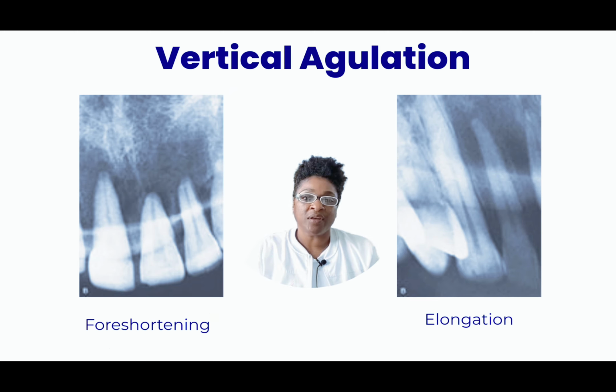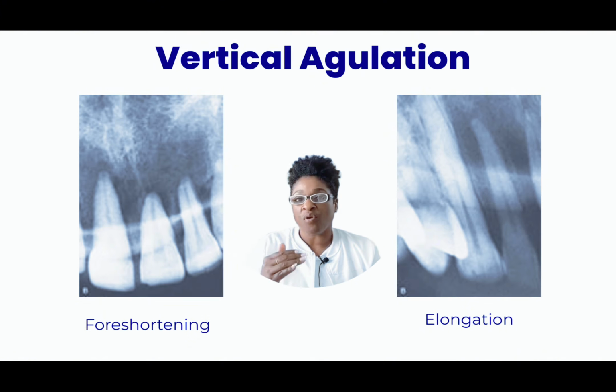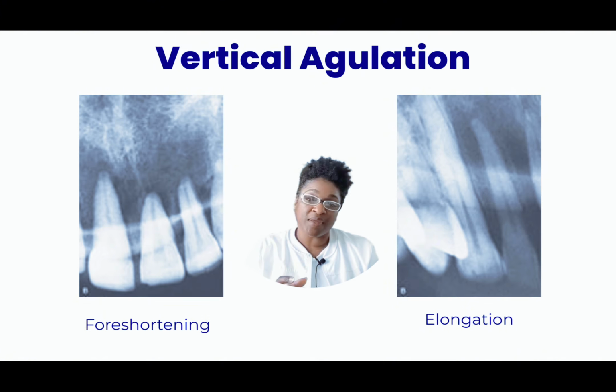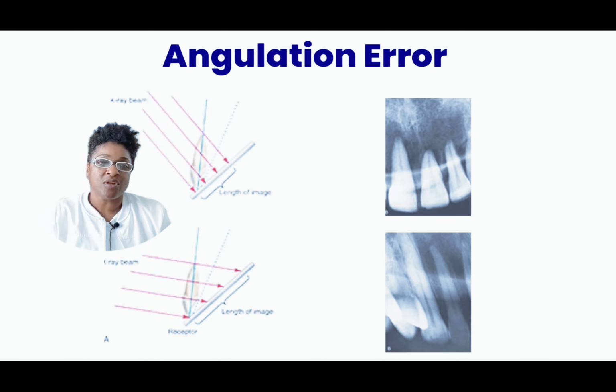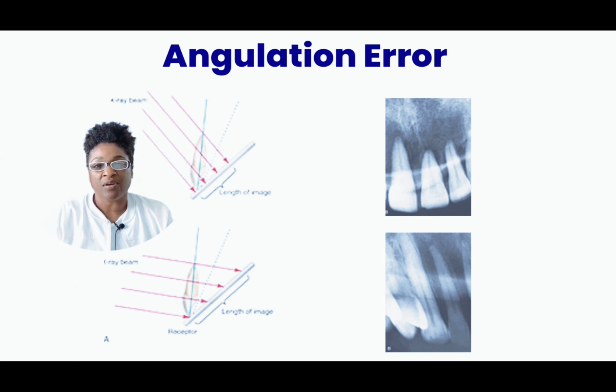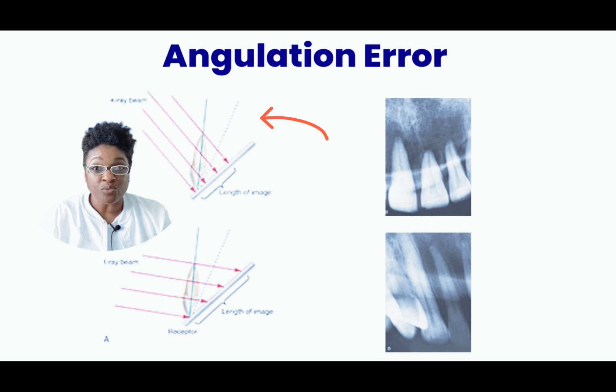So again, depending on your angulation, if you over angulated or under angulated, meaning that you didn't move your PID up or down far enough, or you moved it too far up or down, it is going to result in one of these two. So when it comes down to foreshortening, that's going to be the one at the top where the teeth are short and stubby. That's going to be a result of you over angulating. So you angled it too much.